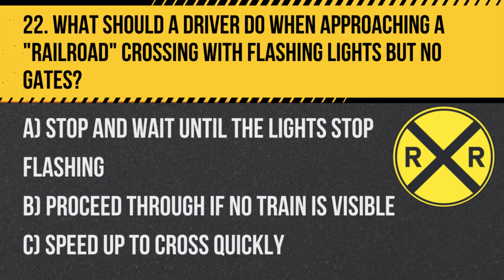Question 22. What should a driver do when approaching a railroad crossing with flashing lights but no gates? A. Stop and wait until the lights stop flashing. B. Proceed through if no train is visible. C. Speed up to cross quickly. Answer. A. Stop and wait until the lights stop flashing. Flashing lights at a railroad crossing indicate that a train is approaching.